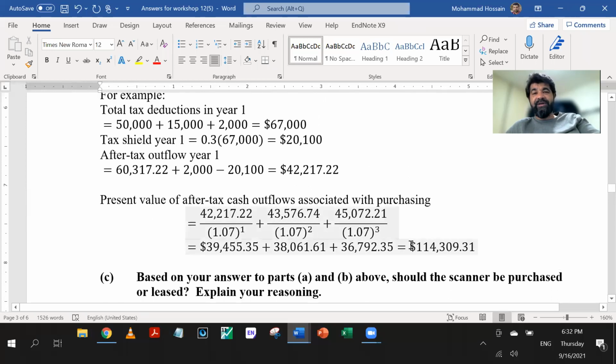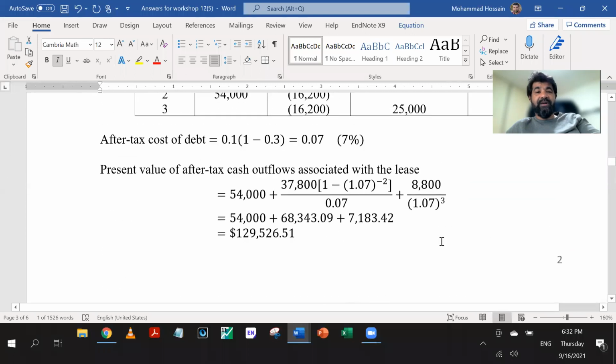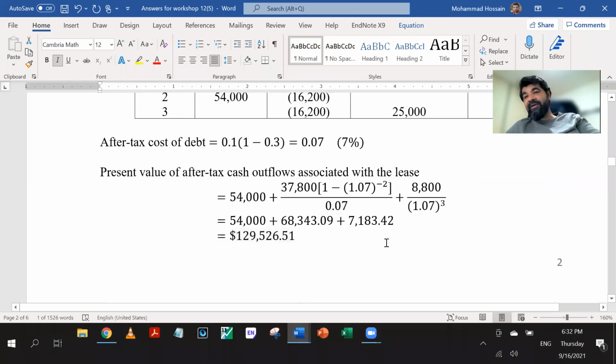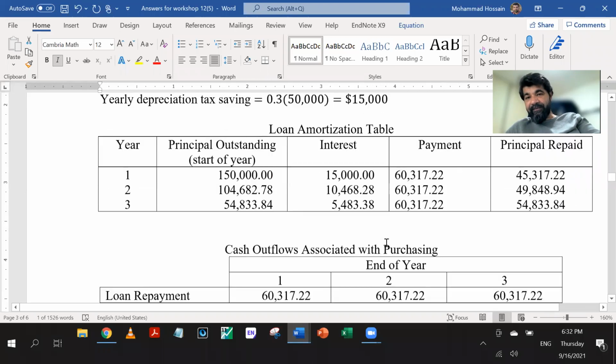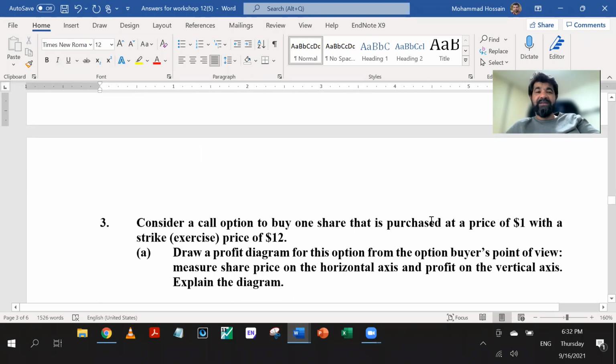And the market is 140. So if you go for a purchase, you have to pay 114,000. If you go for leasing, you will have to pay 129. You'll definitely go for purchase. So purchase is perfect. That's it, nothing else.